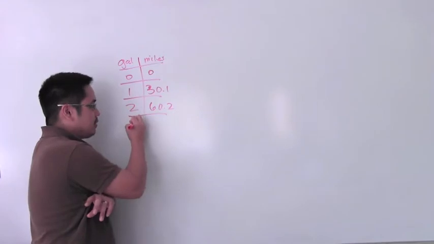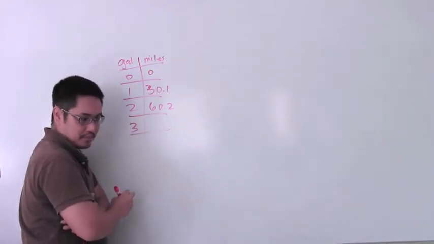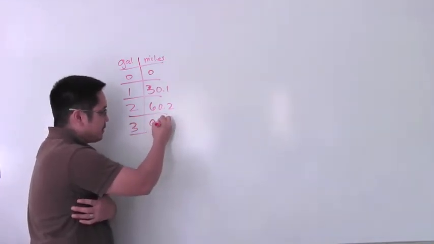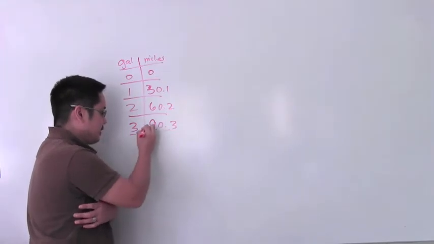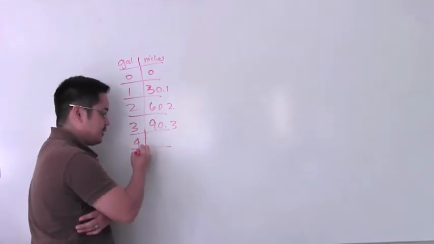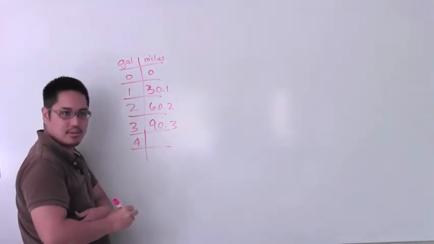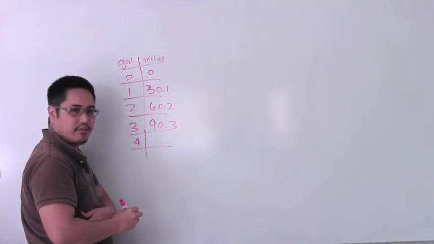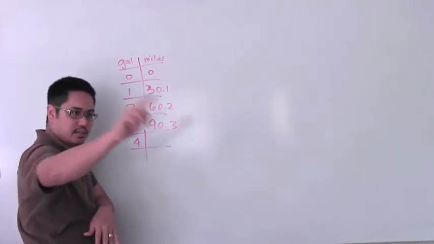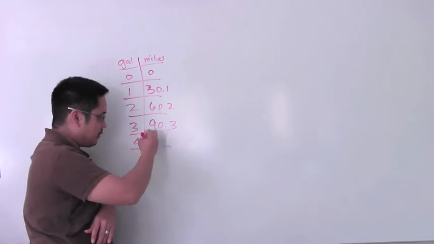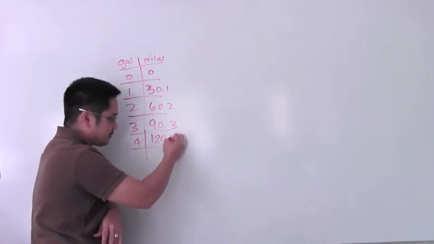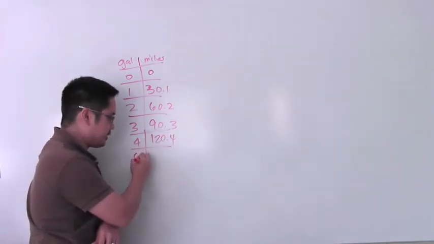All right, let's go with 3 over here. What's 3? 90.3. It's a good radio station. Is it really? I think so. 4. What's 4? Yeah, it's KTUH. If I give you 4 gallons of gas. All right, here's the next one. 4. 120.4. There we go. And 5. Let's do one of the twins.